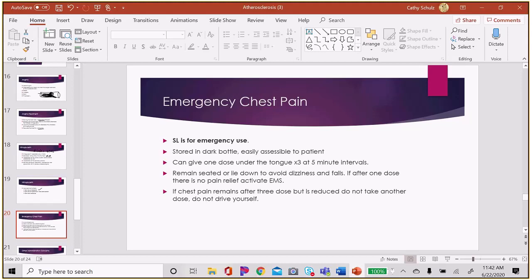So oral nitroglycerin are very tiny little pills that are stored in a small white bottle. They have to be kept out of direct sunlight, and they should not be exposed to heat. But they need to be readily accessible for the patient.